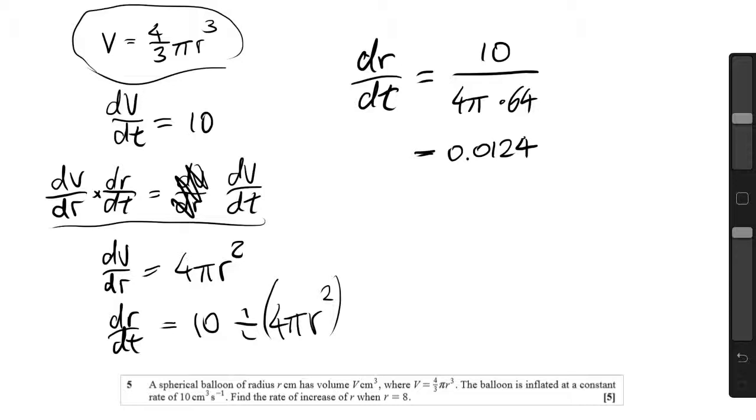0.0124 centimeters per second. And this is the solution, and make sure you have the right unit, because we started off with centimeters cubed as a volume, we have centimeters per second as our rate.